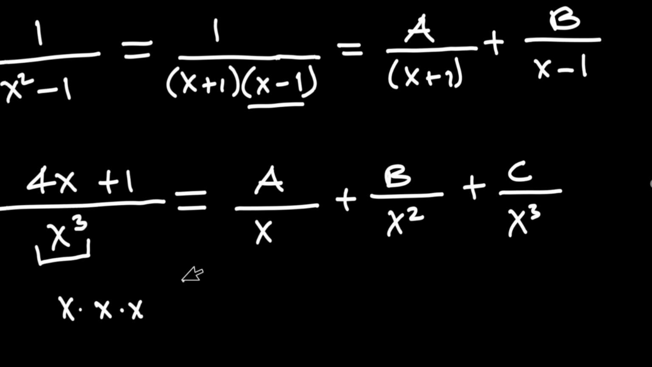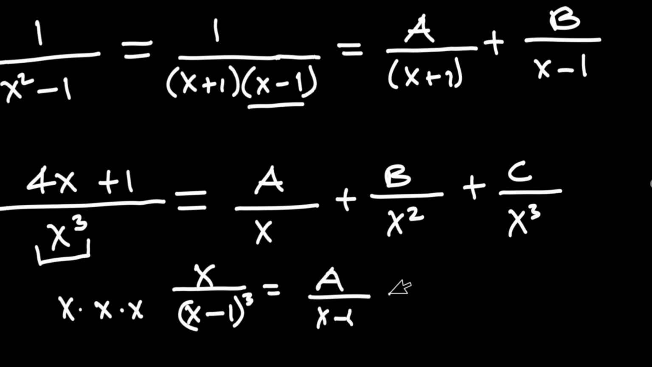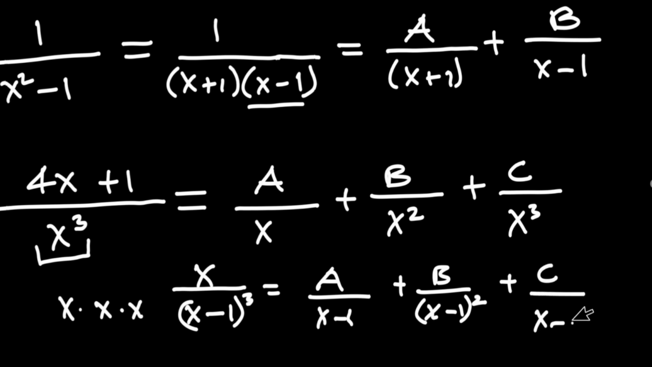Another example can be this way. Let's just say we have x divided by (x minus 1) to the third power. This is going to be a over x minus 1 plus b over (x minus 1) this time, all squared. Then lastly, we have c divided by (x minus 1), all to the third power. And that is pretty cool.